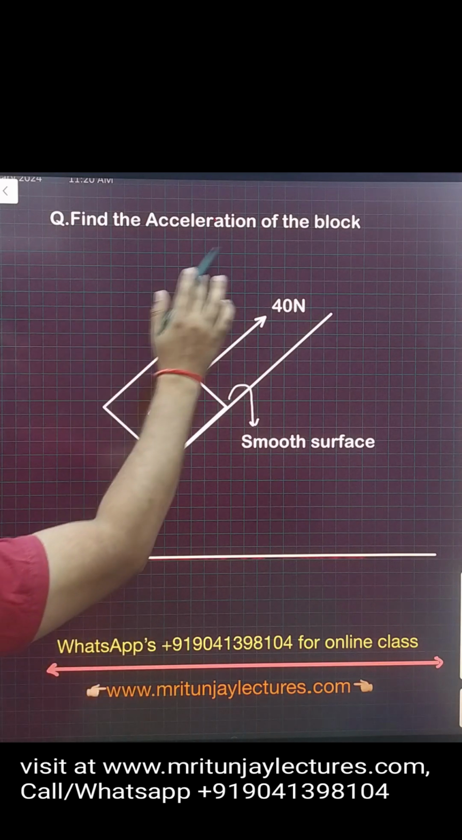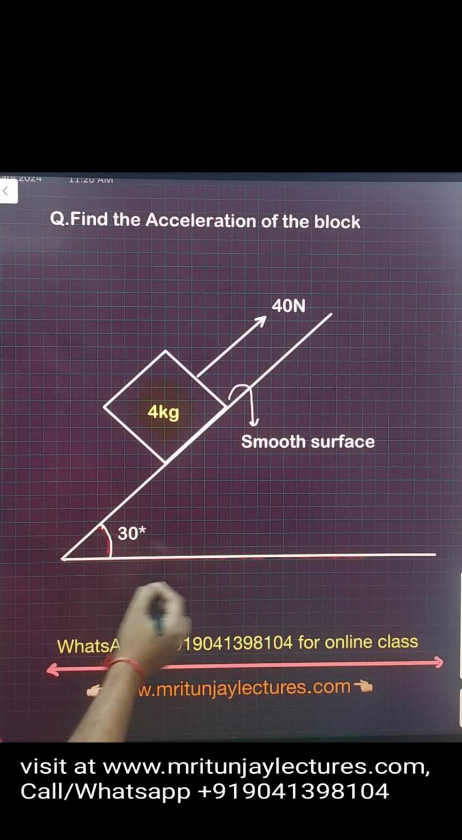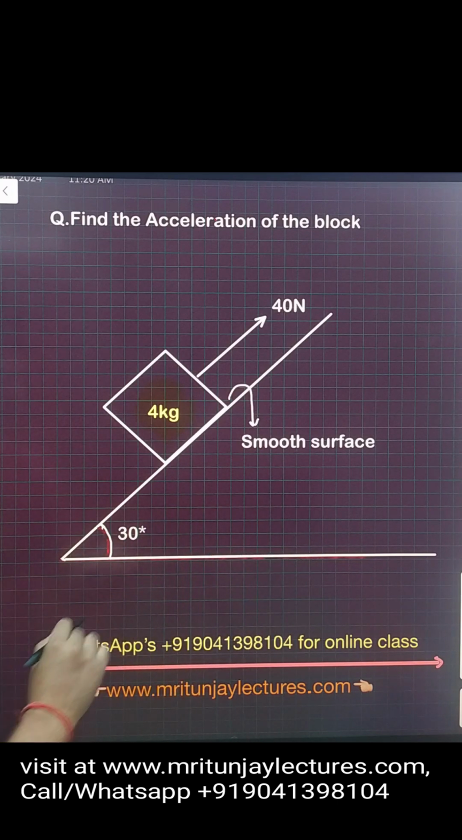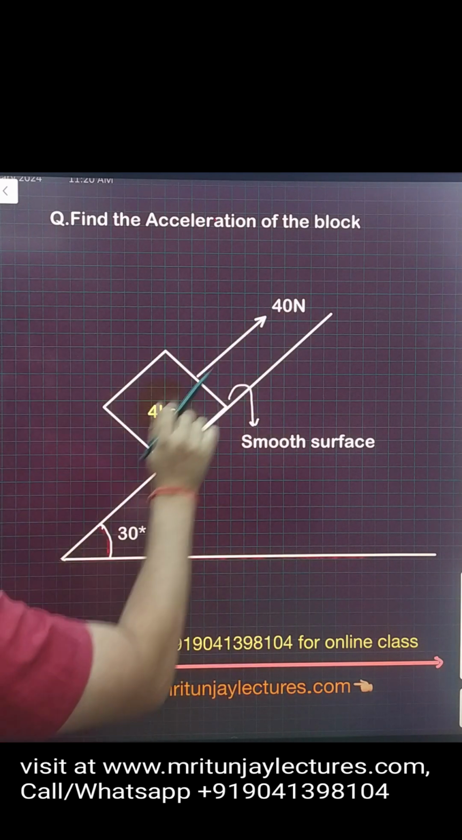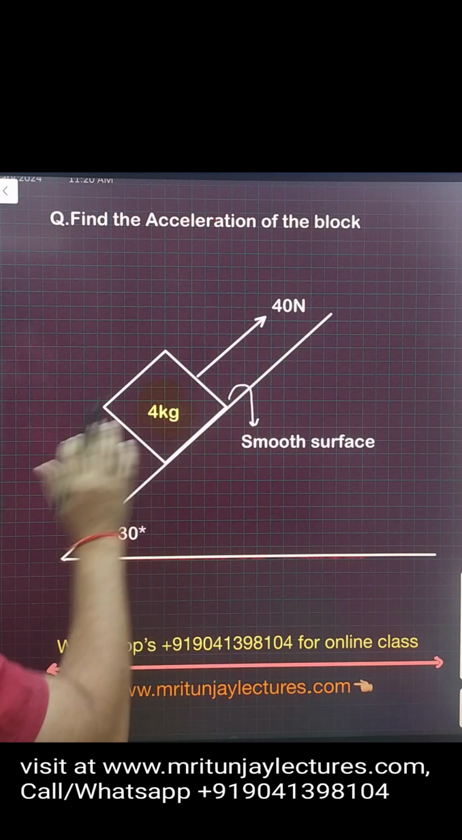Now, the question is to find the acceleration of the block. It is a 4 kg block on a fixed inclined plane, the angle of the incline is 30 degrees, and the surface is smooth. Here a 40 Newton force acts parallel to the inclined plane. So how can we determine the acceleration of the block?